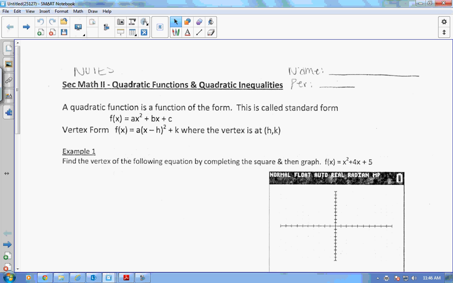Just put it in the folder right now. For completing the square? Yeah, put it in your folder. Okay.